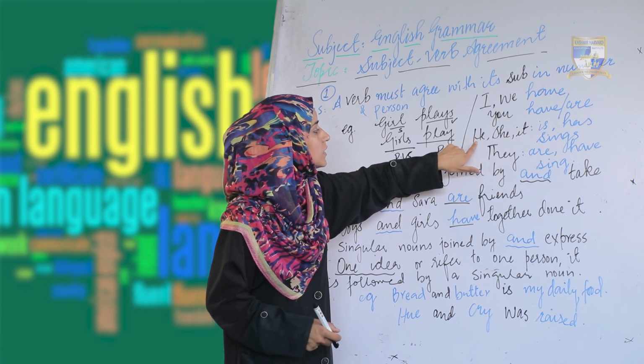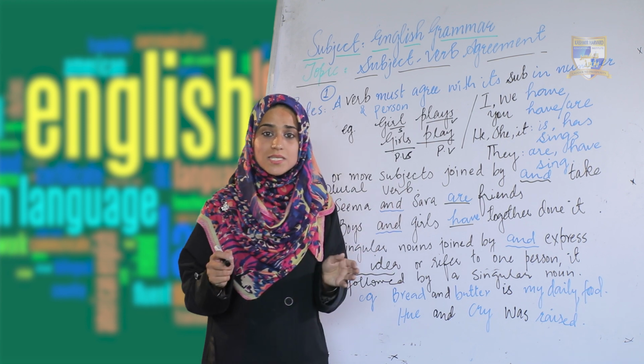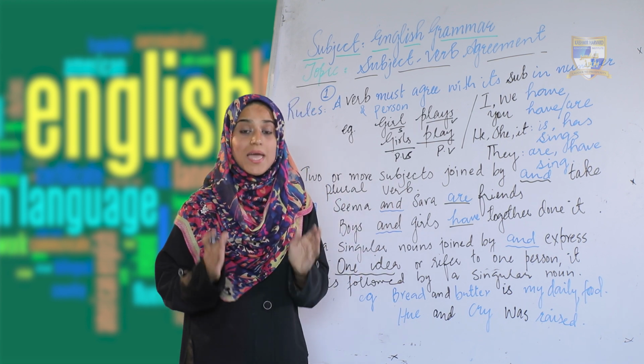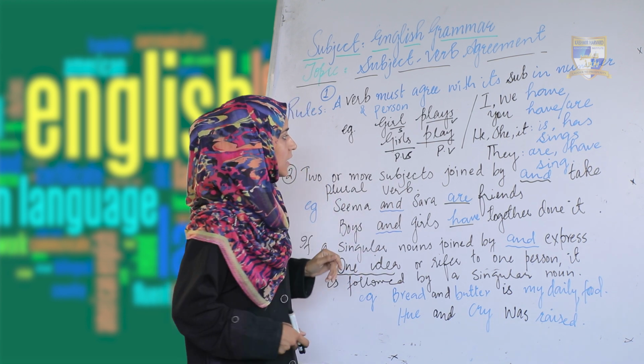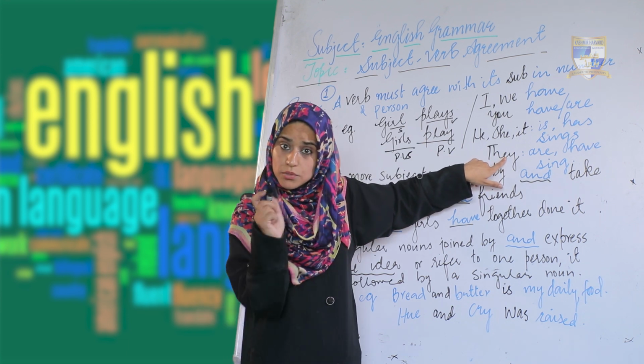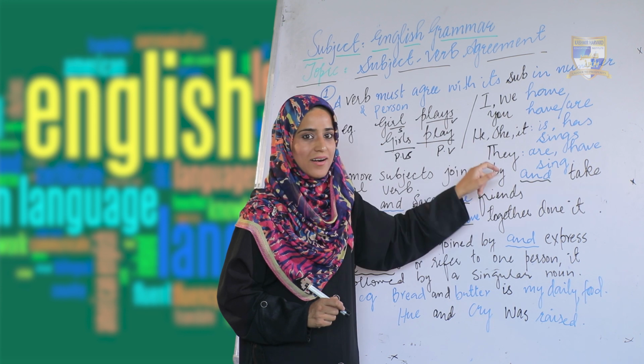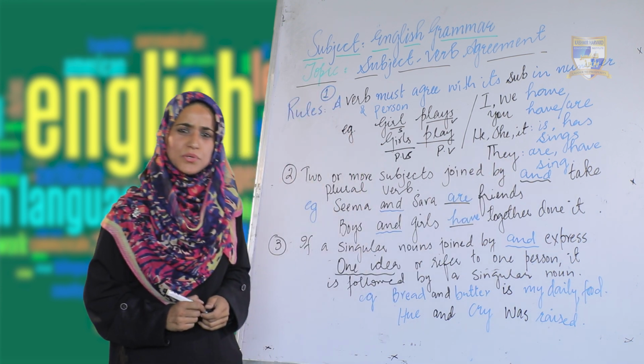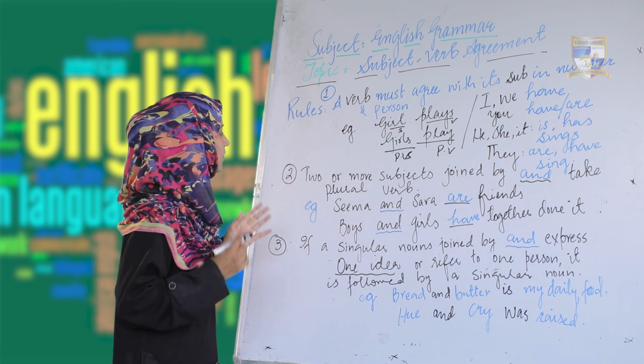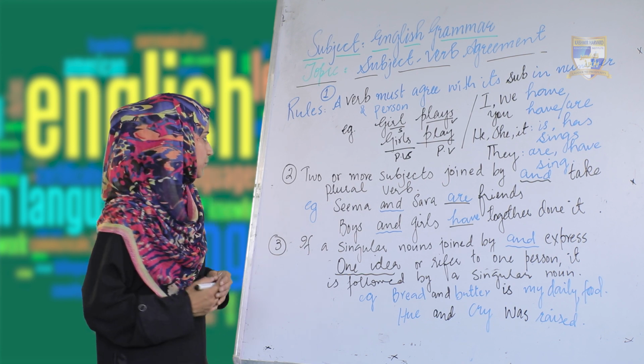Now coming to the third person, he, she, it. With third person, he, she, it, we take a singular verb ending with S. And with the third person plural, we again take plural verbs. They are, they have, they sing beautifully. Okay, children?